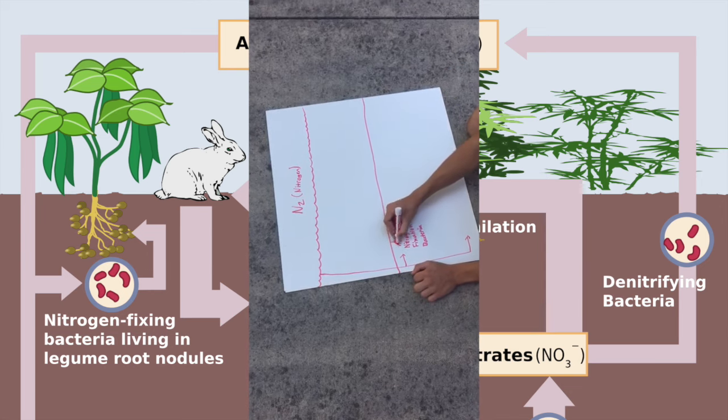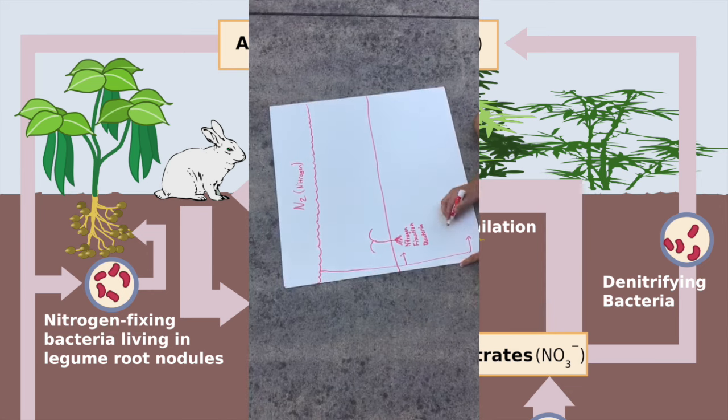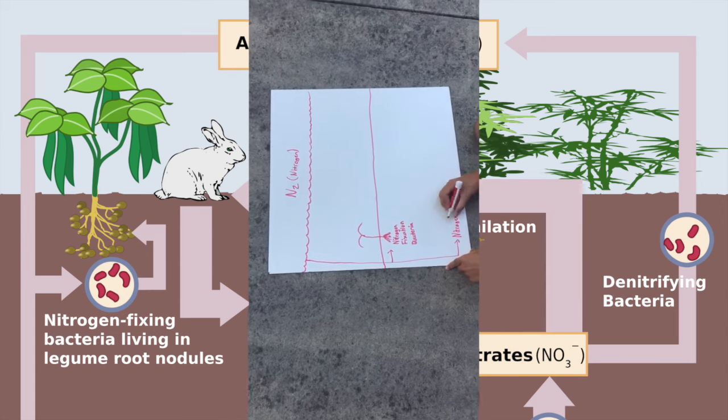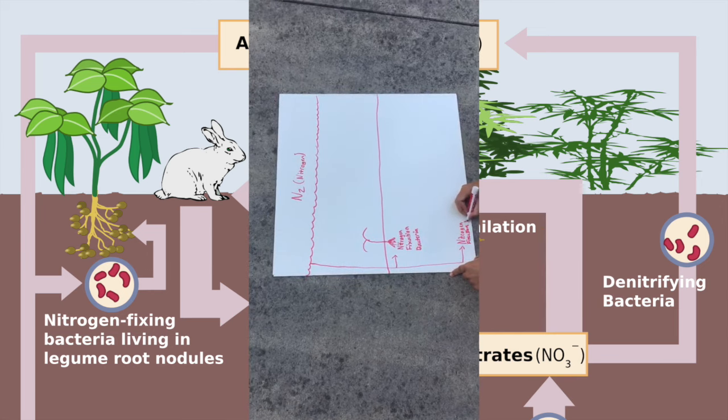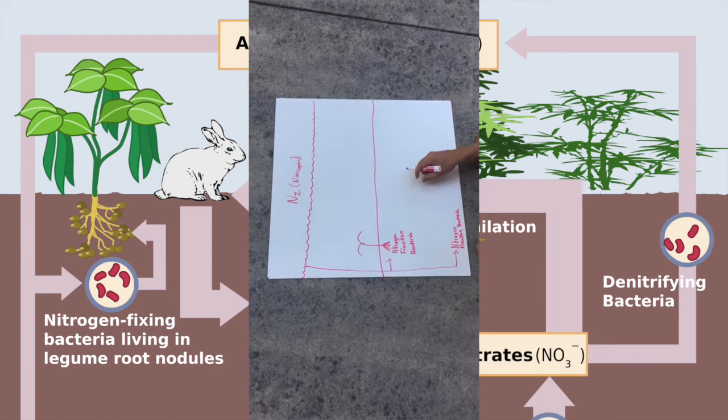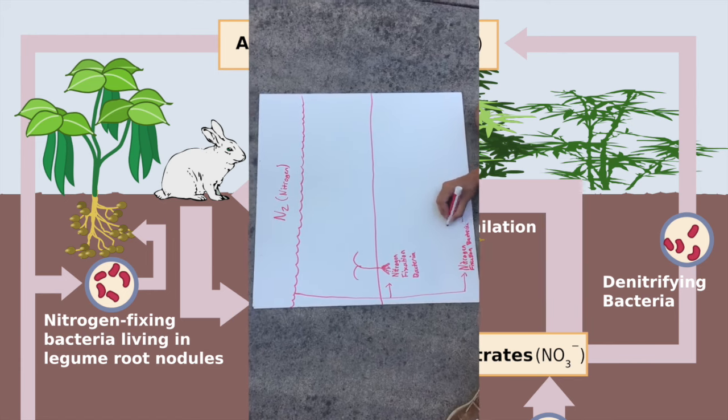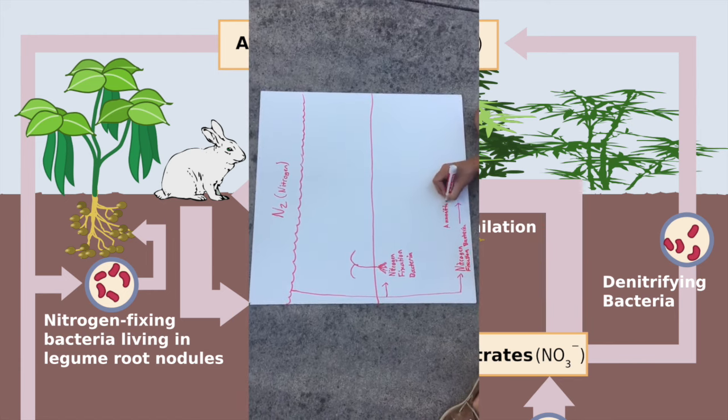Then others can be brought down into nitrogen-fixing soil bacteria, which then goes through the process of ammonification. Now, that is going to turn the nitrogen into ammonium, otherwise known as NH4+.